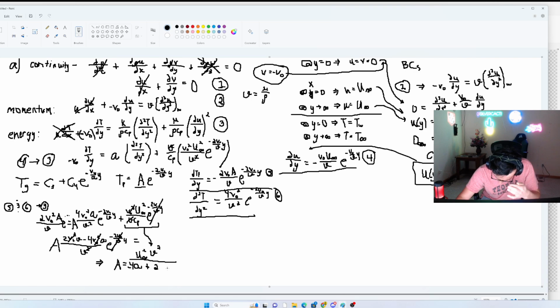Oh, wait. This is times viscosity. Plus 2 times... This is the only part of the problem I'm really rough with. Okay.